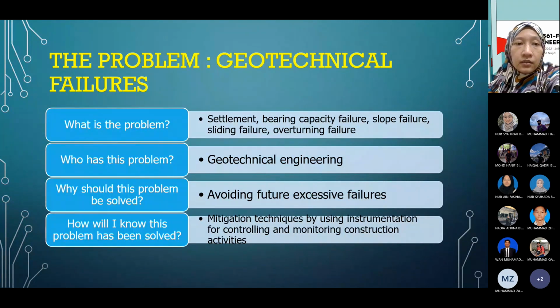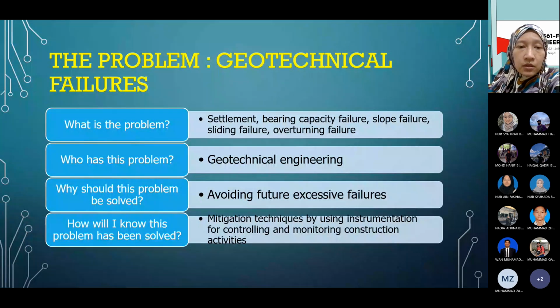And then who has this problem? Since we are focusing on chapter 3, of course, we want to see any geotechnical engineering applications or geotechnical infrastructure, such as deep foundations, or shallow foundations, or if you want to construct a slope, or any road constructions, or anything where you can see there are chances for failure to occur.